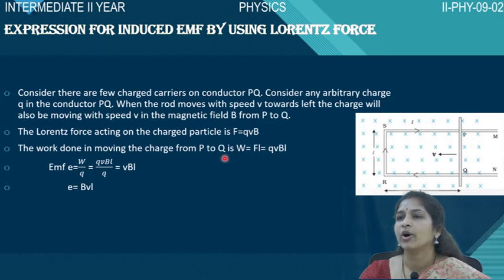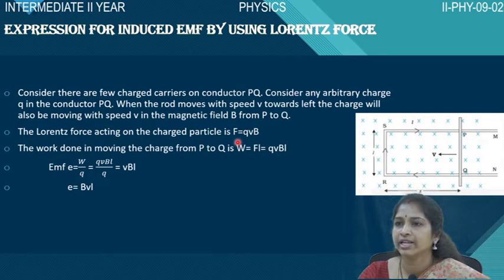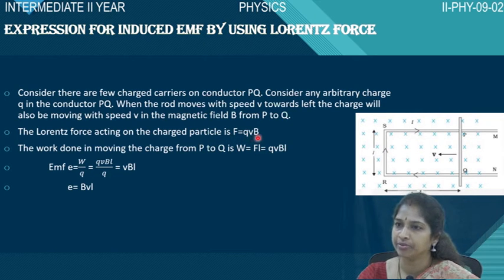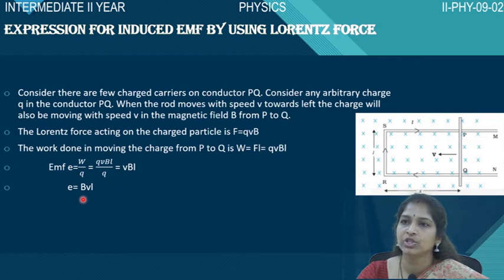So what is Lorentz force? Lorentz force is the force that is acting on a charged particle when it is placed in the magnetic field. And this we have discussed in moving charges and magnetism. What is the force that is acting on a charged particle when it is placed in the magnetic field? It is F equals QVB. This is the maximum force that is acting on a charged particle when it is placed in the magnetic field. So using that force, how to calculate the induced EMF?